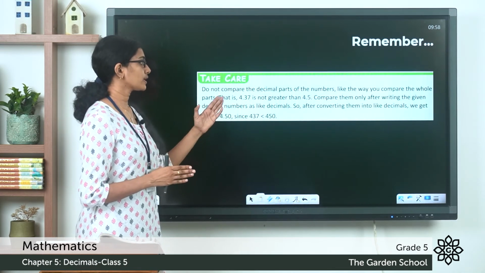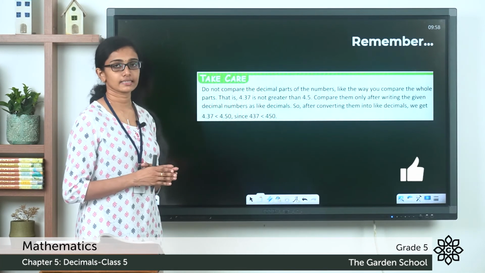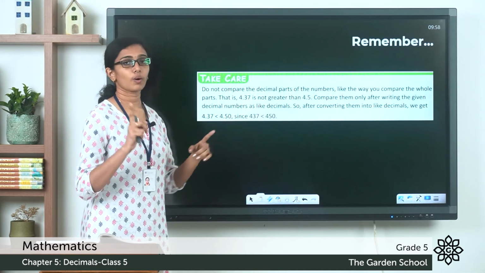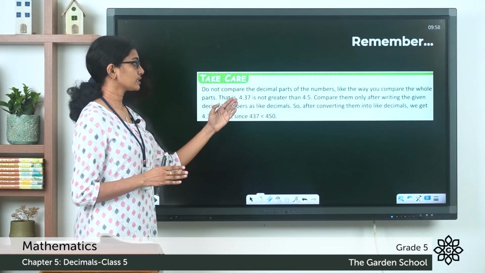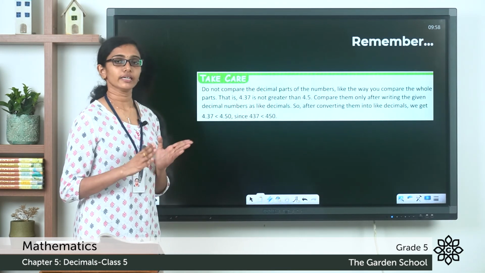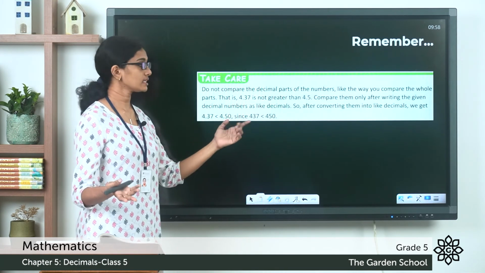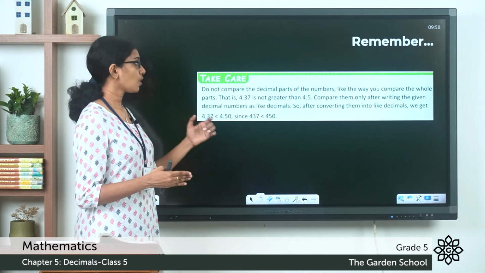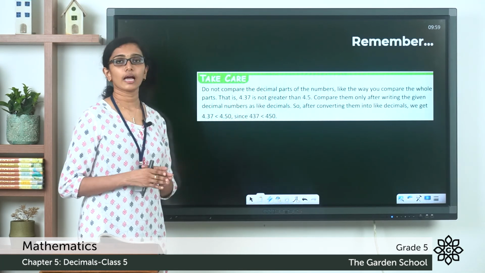If you are comparing 4.37 and 4.5, the whole part is the same, 4 in both the cases. But the number of digits after the decimal point is 2 in the first number and 1 in the second number. So first change them to like decimals: 4.37 and 4.50. Then remove the decimal point and then you can compare. So it would be 437 and 450, which is less? 437. So 437 is less than 450, or in decimal numbers, 4.37 is less than 4.5. Clear?